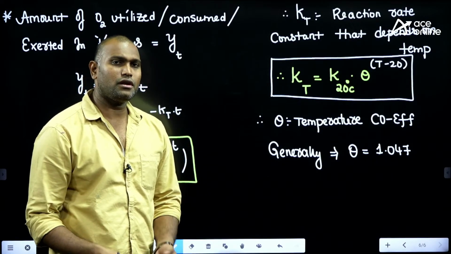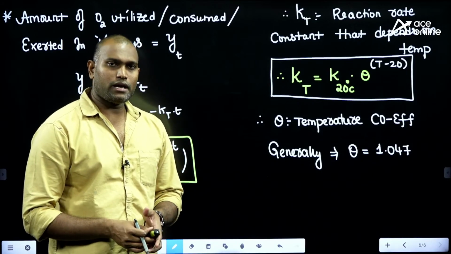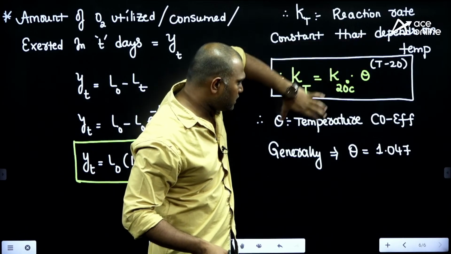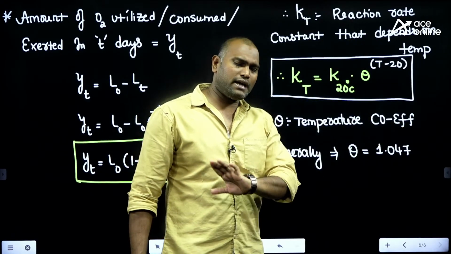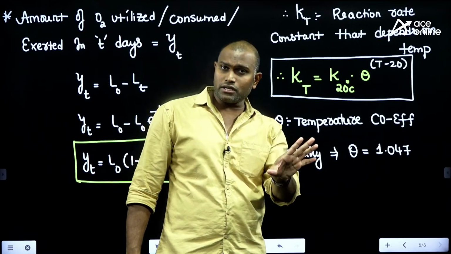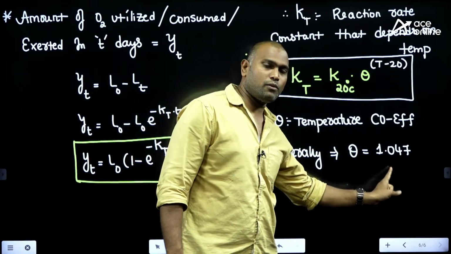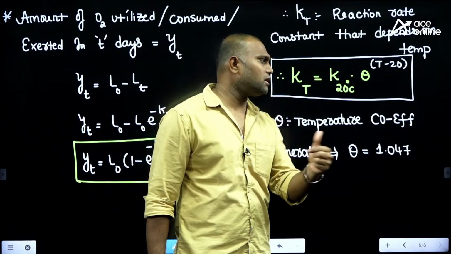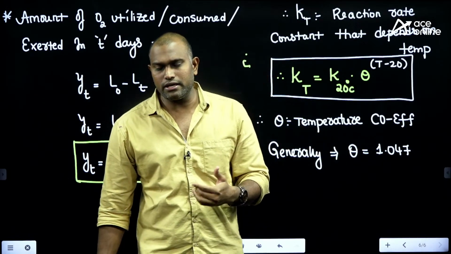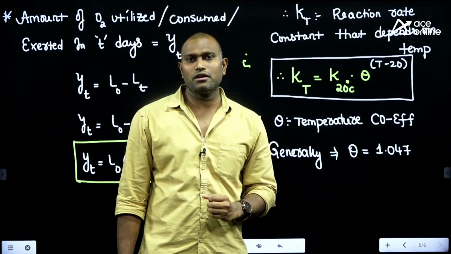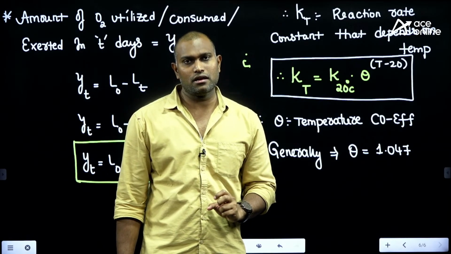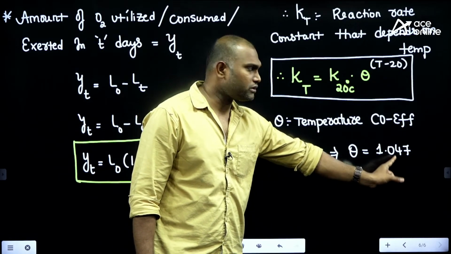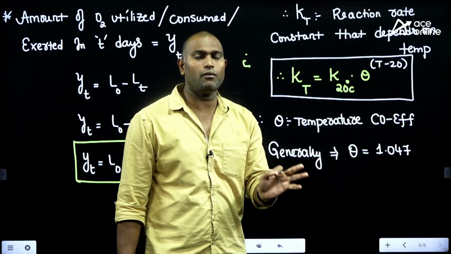Sometimes in examination, they may give you some other value, but if they use a term known as the temperature coefficient, that is theta. What is theta? 1.047, maximum they will mention. If they don't mention, you can directly take it as 1.047. If they do mention some other value, then you consider that value. There was a previous GATE question where they mentioned the temperature coefficient as 1.135. Then you don't take theta as 1.047; you have to take theta as 1.135.